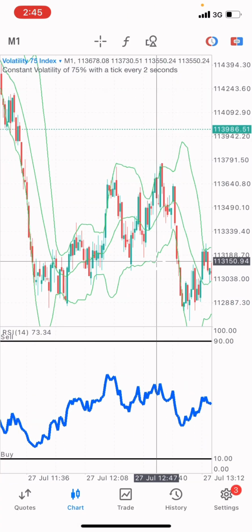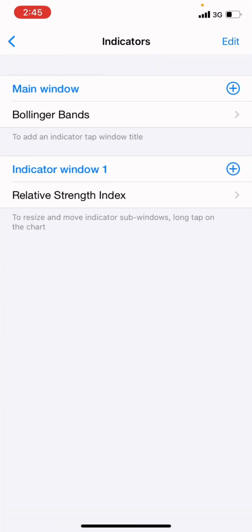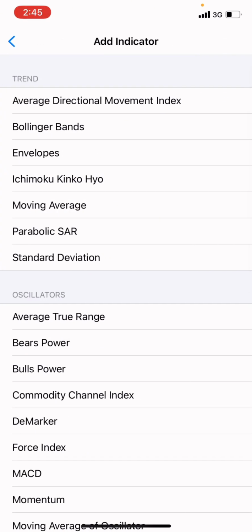All right, then the third indicator which we're going to put on indicator window 1 as well is going to be the stochastic oscillator. You put that on indicator window 1, and remember you need to put the RSI before the stochastic oscillator, just as you are seeing it right here on my chart. All right, the Bollinger Band on main window, the relative strength index, then followed by the stochastic oscillator.